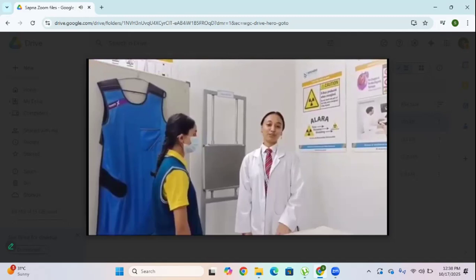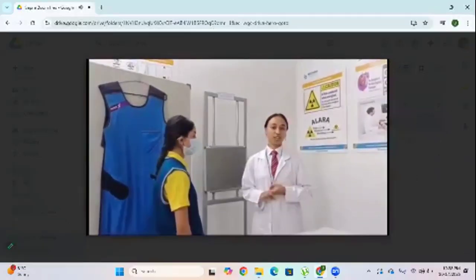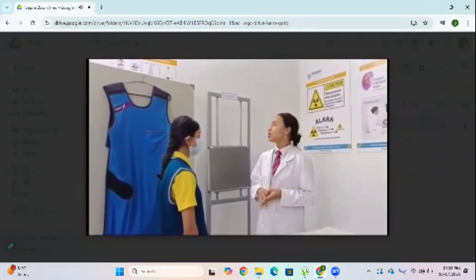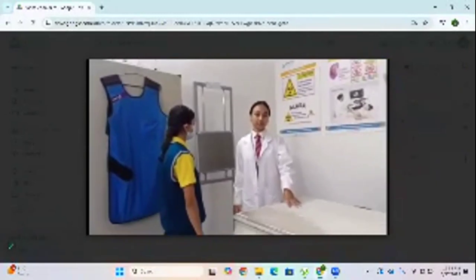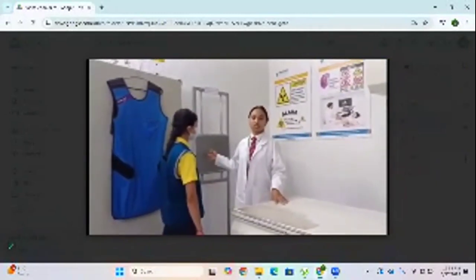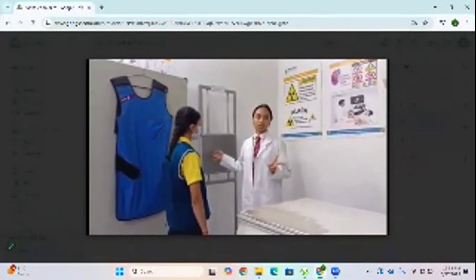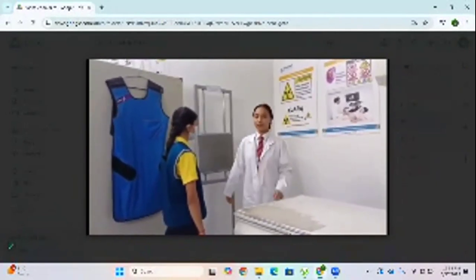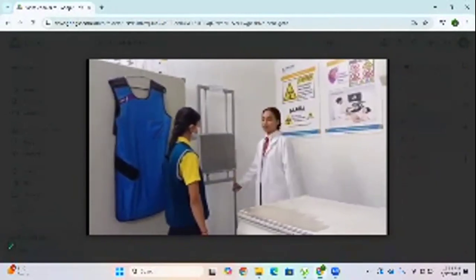Now we will be moving forward with the positioning. There are two possible ways we can use. We can use this chest stand or even the hockey table, but this chest stand is most preferable. There are two ways we could do it, that is the PA view and the AP view.